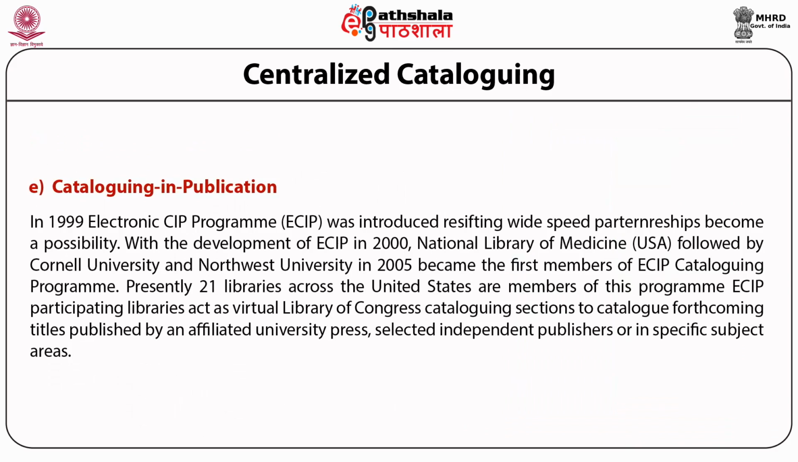In 1999, the electronic CIP program was introduced, making wider partnership possible. With the development of ECIP in 2000, the National Library of Medicine USA, followed by Cornell University and Northwestern University in 2005, became the first members of the ECIP program. Presently, 21 libraries across the United States are members of this program.